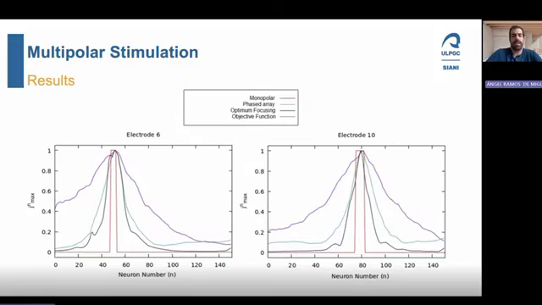And we get this result. For example, we have monopolar in purple. Then we have the phased array, which is the gold standard today, the green one. We have in black the optimum focusing from this data, which focuses more than phased array because we are taking care of focus at the level of the neurons, not at the level of the electrode, and then our objective function.